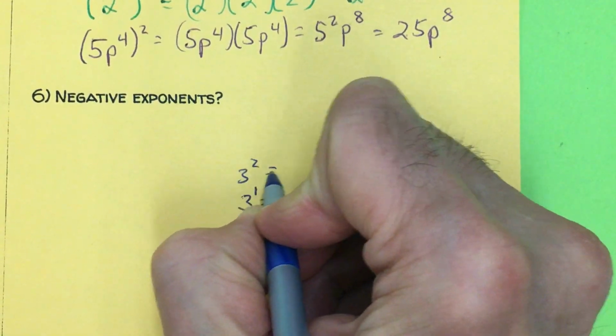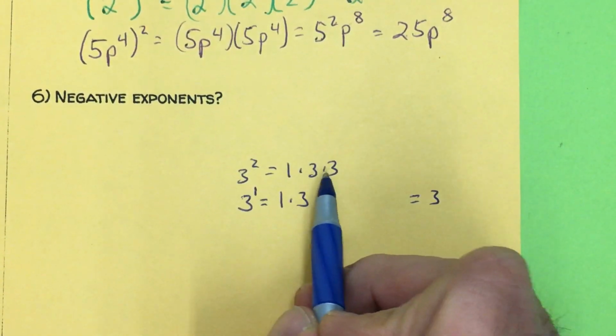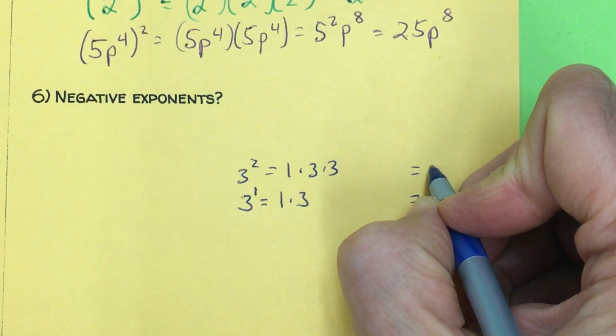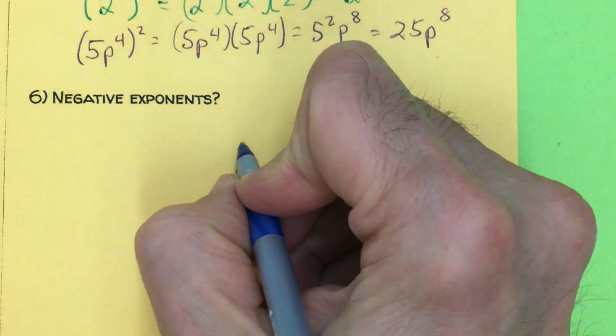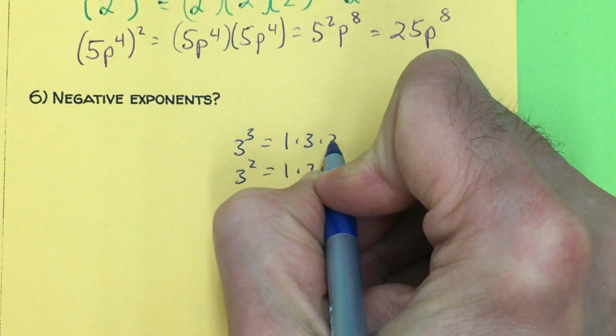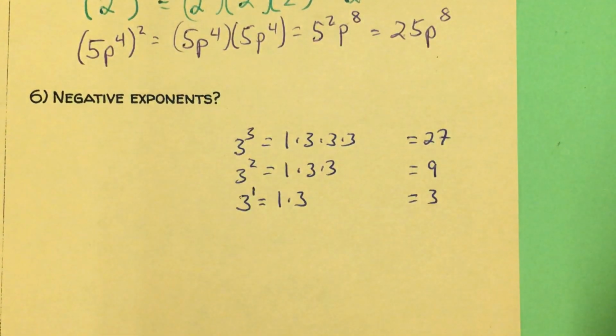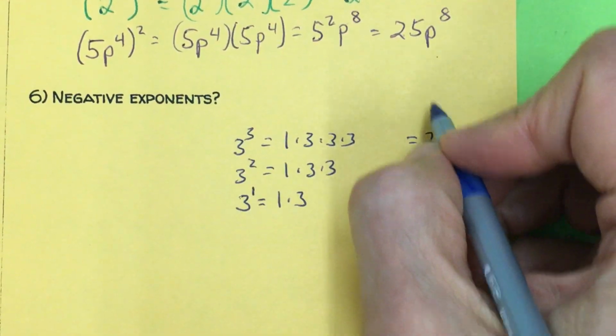3 to the 2nd power equals 1 times 3 times 3, right? I got two 3's. Well, 3 times 3 is 9. 3 to the 3rd power is 1 times 3 times 3 times 3, 27. I can keep going. It goes up to 81, etc.